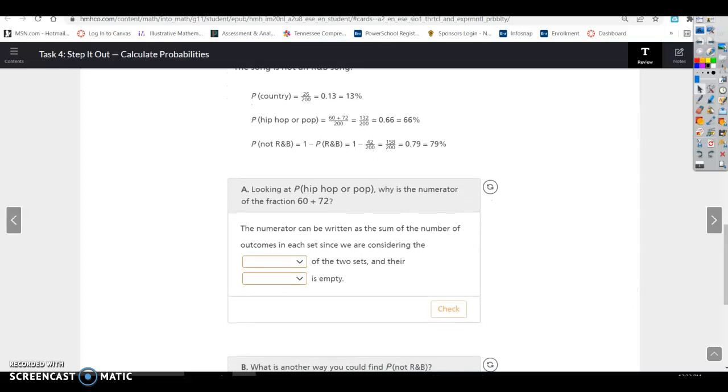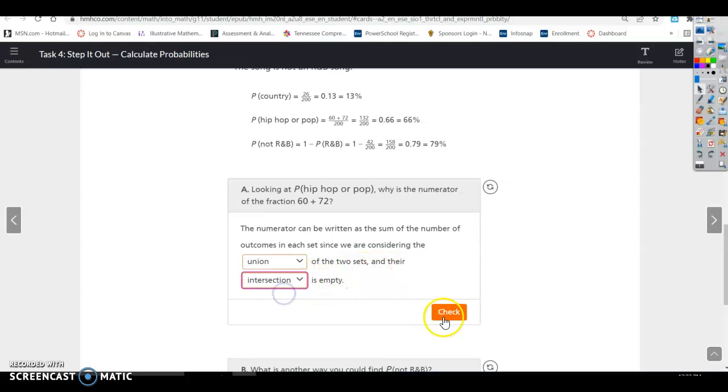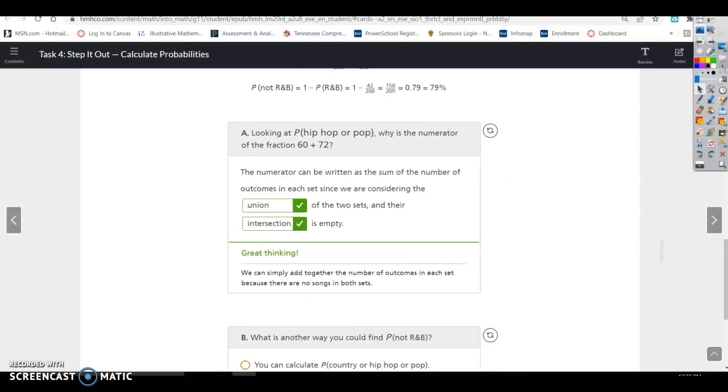All right, looking at the probability of hip hop or pop, why is the numerator of the fraction 60 plus 72? All right, so again, if it says or, that means union, and that means you're going to combine those. So the numerator can be written as the sum of the number of outcomes in each set, since we are considering the union of the 2 sets and their intersection is empty.